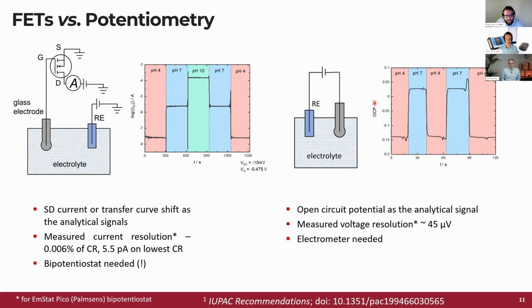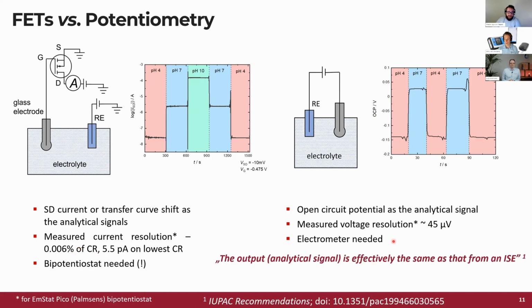So the scale in here is in volts. The difference here is about 170 millivolts, and the resolution is 45 microvolts. Whereas in here, the difference is 200-fold change of current with the lowest resolution possible, about 0.006%, which effectively yields us more precise measurements. And actually, this was already noticed by the IUPAC, that the output analytical signal is effectively the same. So ESFET is the same as ISE, so ion selective electrodes.